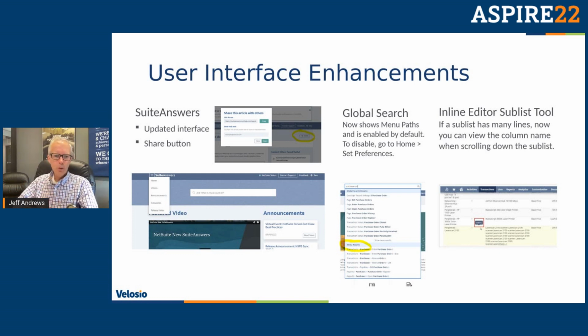The middle note there on global search: when you global search for something in your NetSuite instance, like a customer name or a transaction, maybe you're putting in a transaction number or you're searching for an item, it'll show you the menu path now to get to that. You can click right on it in the results, but it also helps you learn what the menu path is to get to those as you use NetSuite more and more. And that's something you can turn on or off in set preferences.